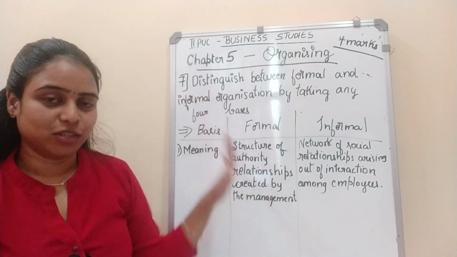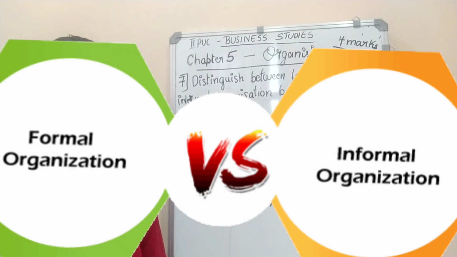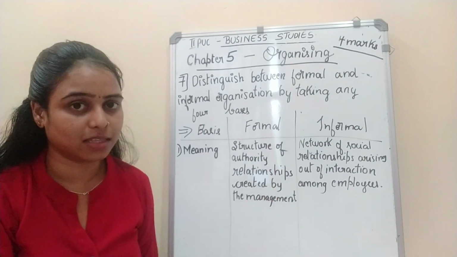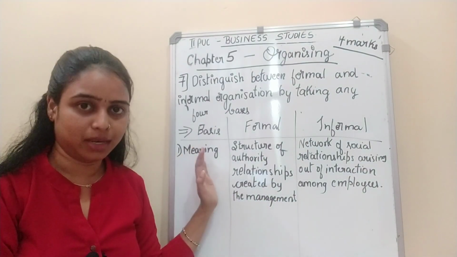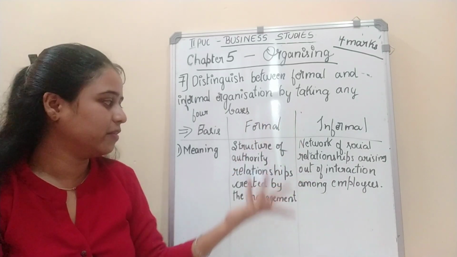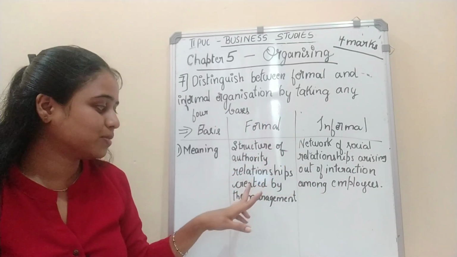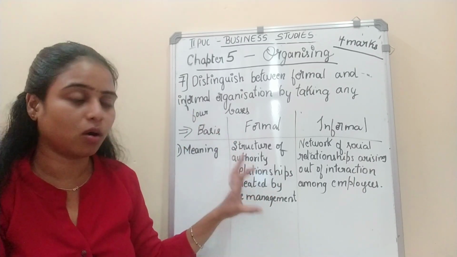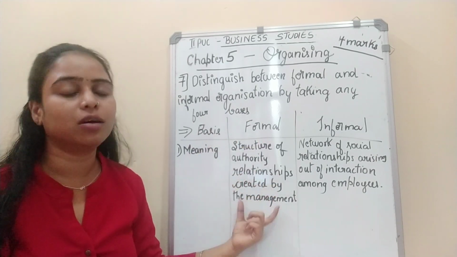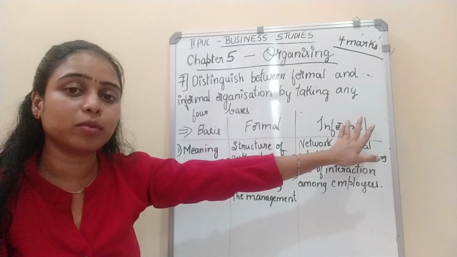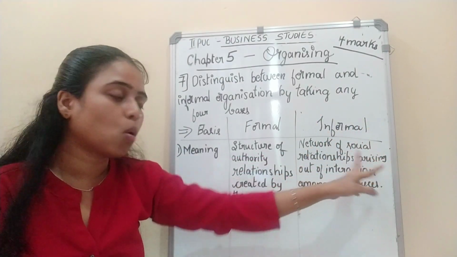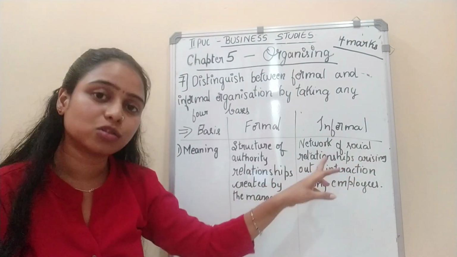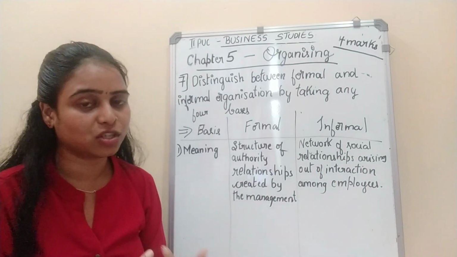Now the last question: distinguish between formal and informal organization taking any 4 bases. So the first base we are taking is meaning. What is the meaning of formal organization? Already we have learned: structure of authority relationships created by the management. In the last videos I told you that formal organizations are created by the management. Then informal organization is a network of social relationships arising out of interaction among the employees.